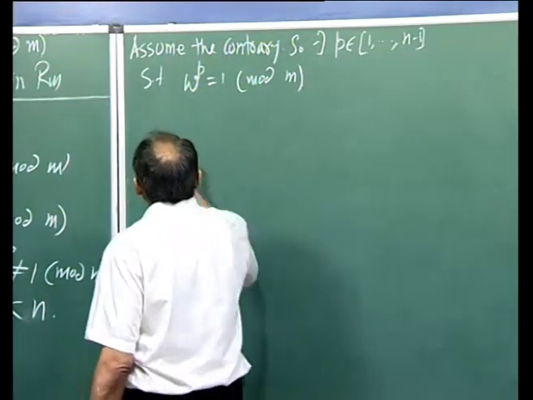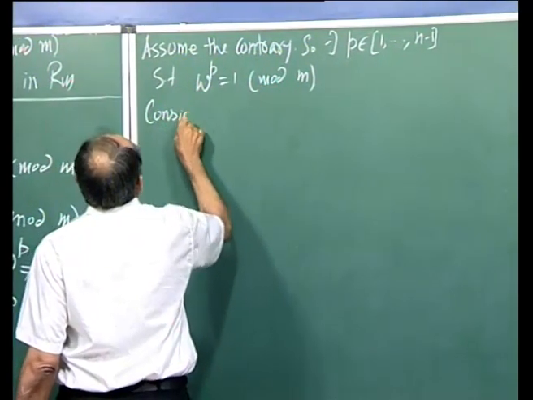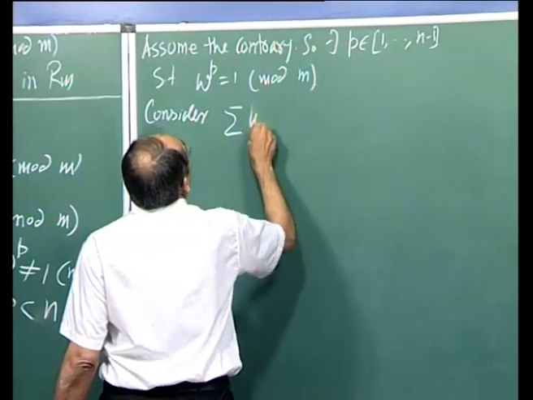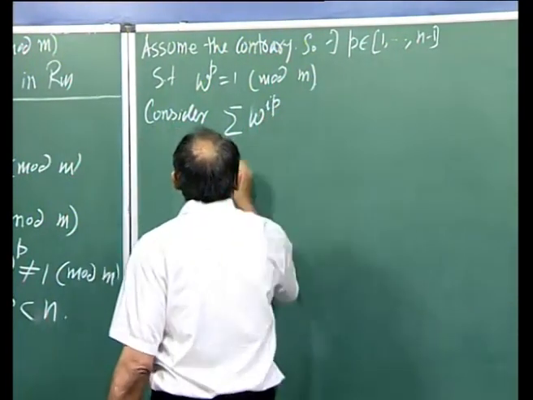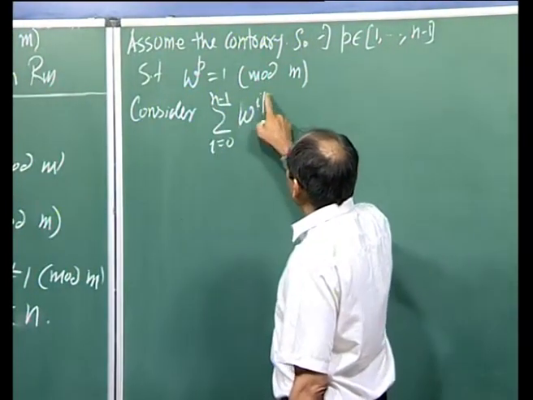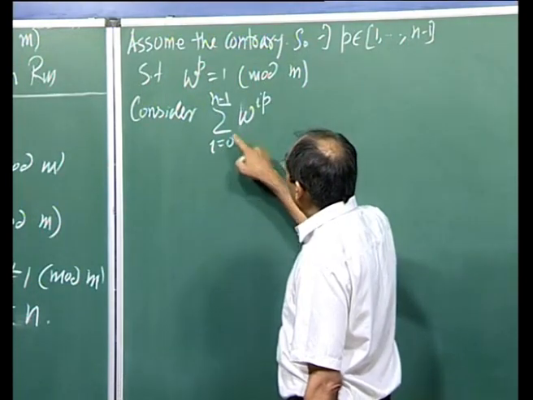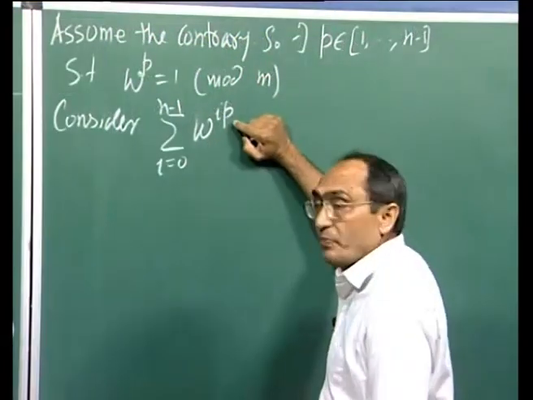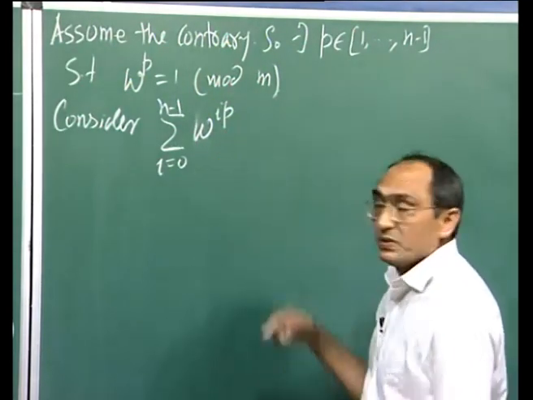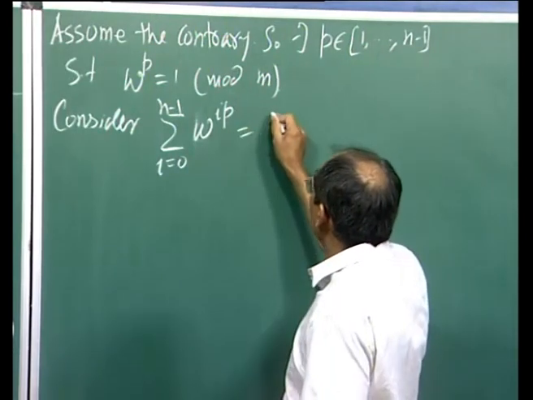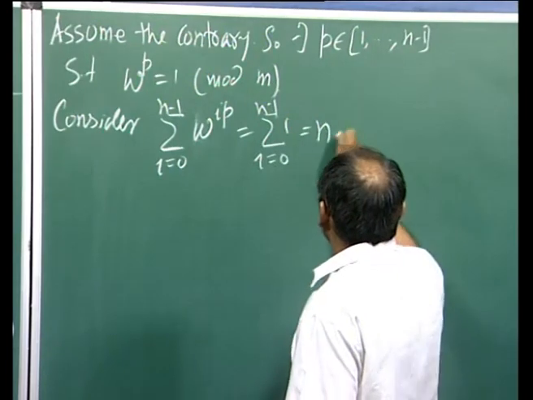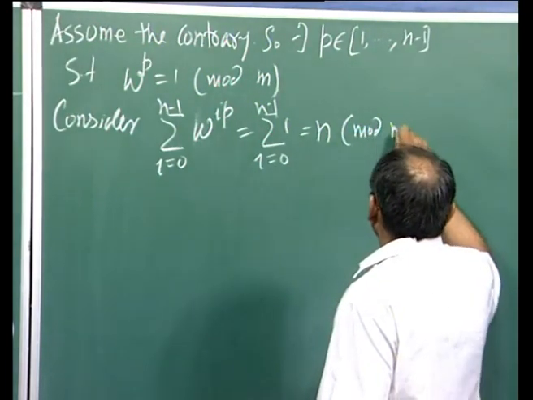So, let us consider the sum of w power i p, from i going from 0 to n minus 1. When you plug in i equal to 0, this is 1. Subsequently, this is still 1 because w power p is 1. So, this entity is 1 for every value of i, and the sum becomes the sum of 1, i going from 0 to n minus 1, which is n modulo m.